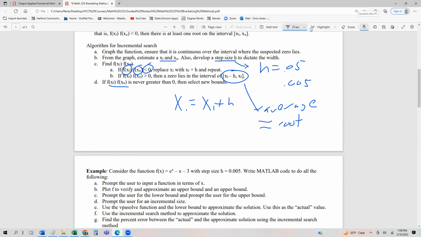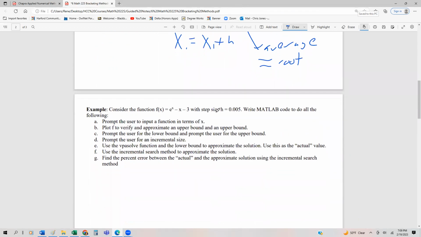So in our next video, I'm just going to code this for you and show you an example. This is the example that we're going to use. This is our function and our step size. We're going to graph it in the next video, get a lower bound and an upper bound, and then we're just going to see how accurate this can be.